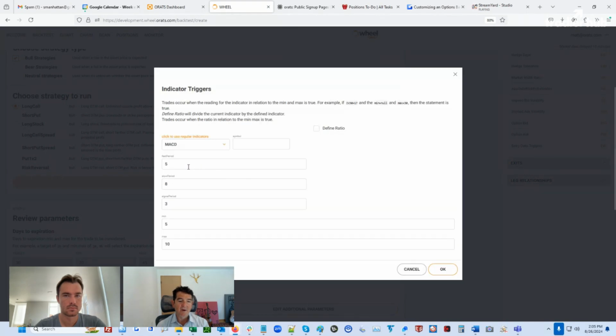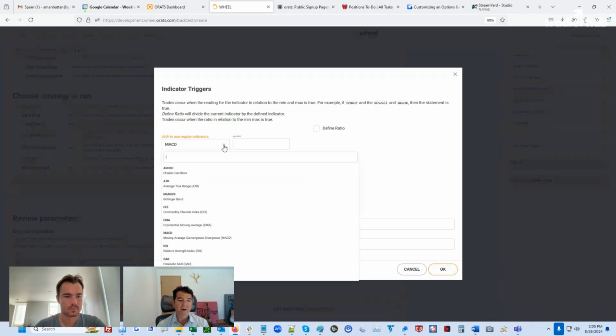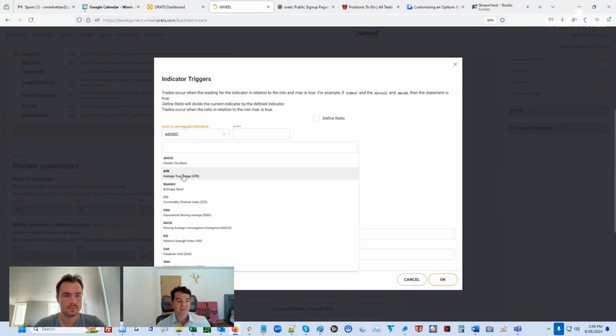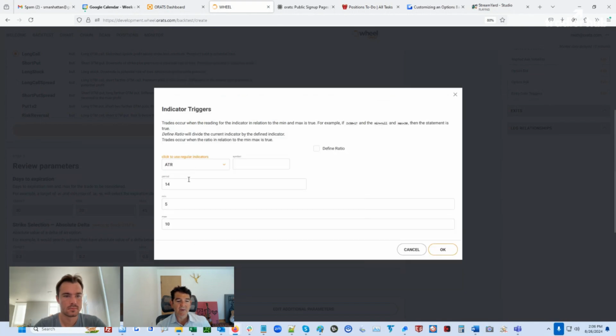So there's a lot of customizability here. And as Tyler was also saying, it's a little bit confusing. You have to click on that orange lettering in order to get to the technical indicators. But once you're here, like Tyler was saying, we have a Chaikin oscillator, where you could do a lot of the settings for that, and you could read about those with a search of the internet. Average true range, same thing. You could put your period and your min max.